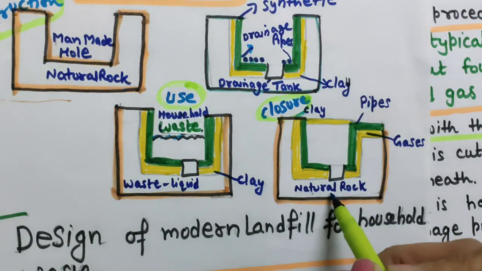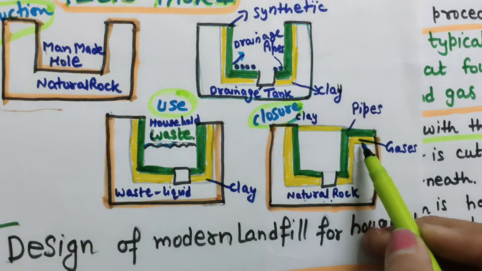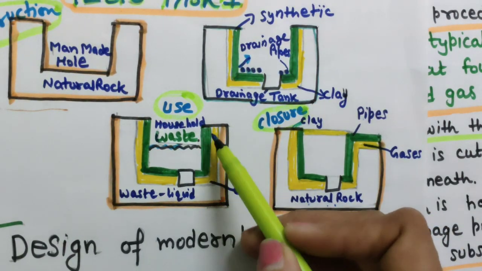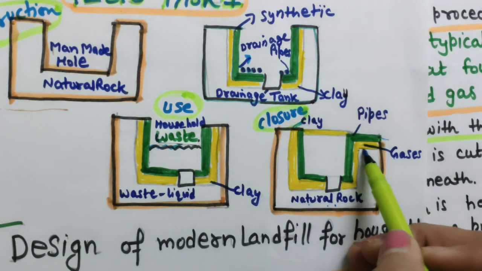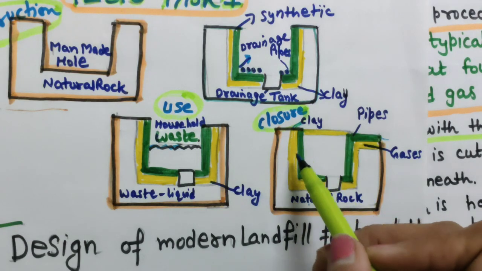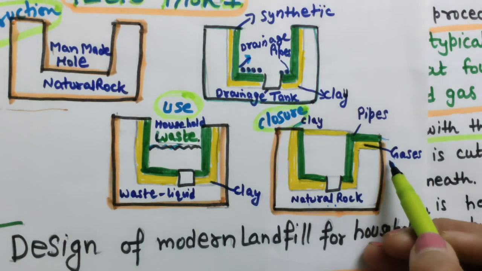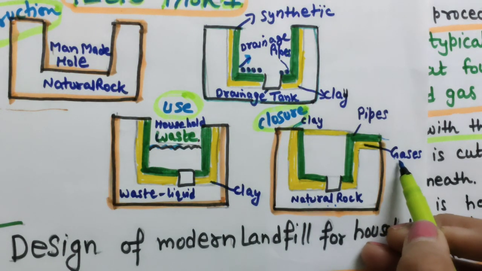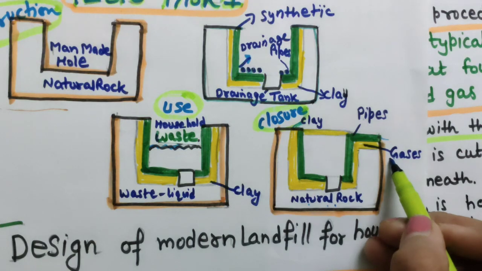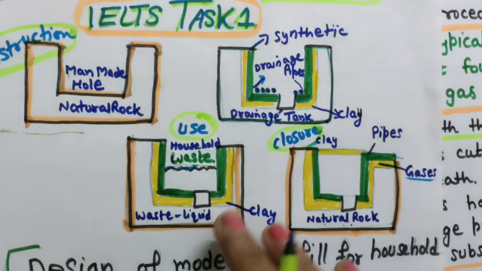Natural rock is written again, and now you see something they have changed. Here the pipes were like that, and here the pipes are bending towards the right side. It means gases are coming out. So they are using this household waste for making gases. These gases can be used for cooking and so many purposes, for industrial purposes also. So this is the finished product. One by one we have discussed. Now coming to the main important thing.